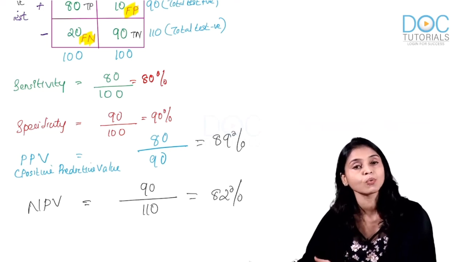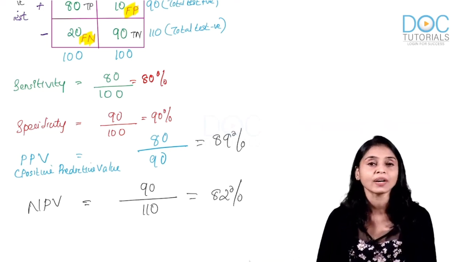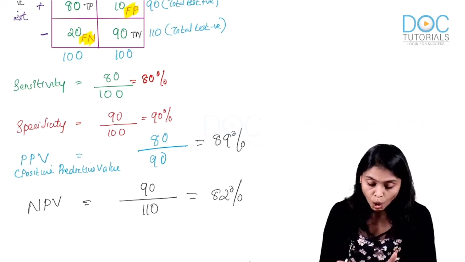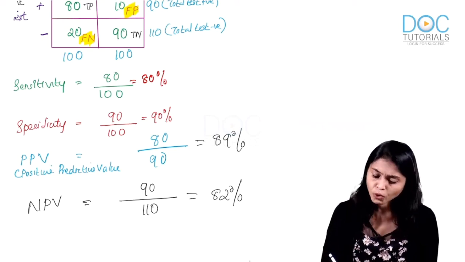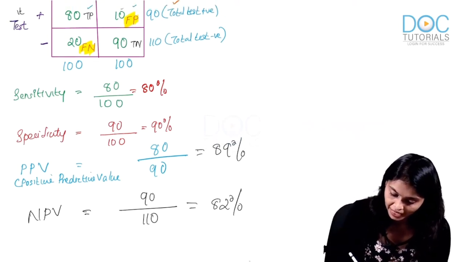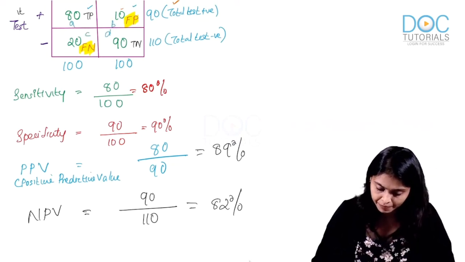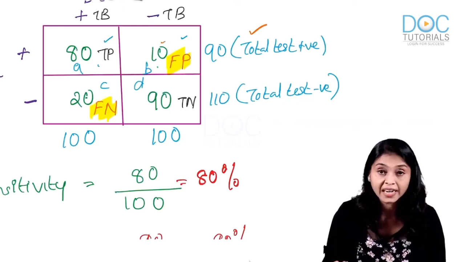Negative means, out of those who were tested negative by the test, how many actually do not have the disease. Okay, all these are MCQs. I hope you are with me. Moving on to a few more MCQs from this. Instead of this, suppose I am putting A, B, C, D. Can you see? This is your A, B, C, D.